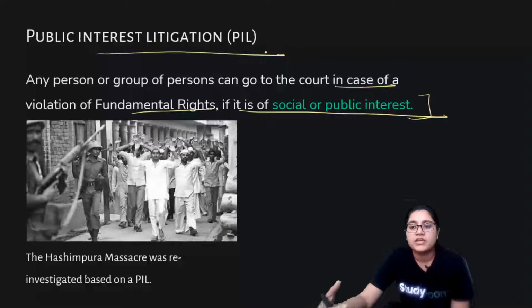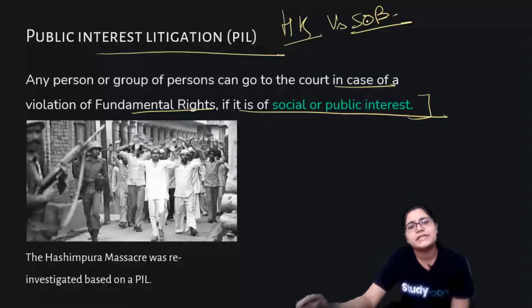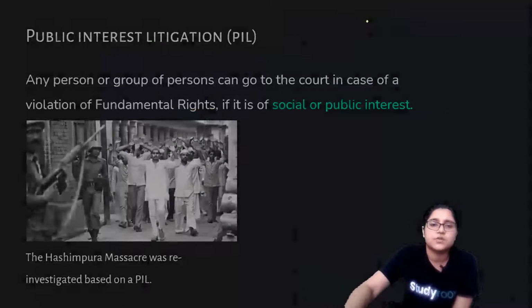The very first PIL case was Hussain-Ara Khatun versus State of Bihar. What happened was that a PIL was filed, then the judge himself took cognizance of the case and acted upon it. So this can also be done to seek the attention of the judge.